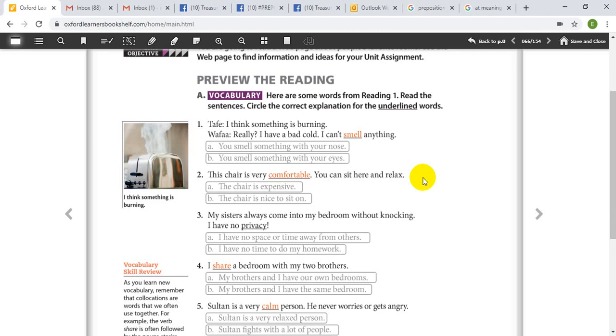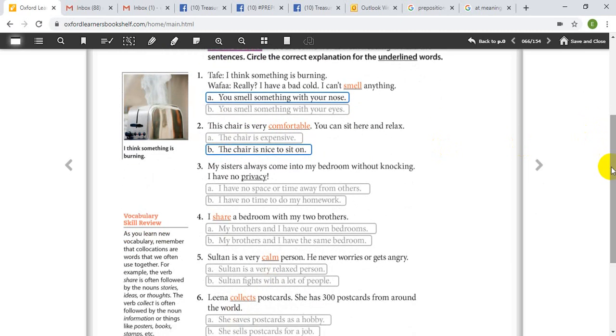All right, so now let's have a look. So number one, I have a bad cold. I can't smell anything. So the answer is A. This chair is very comfortable, so the chair is nice to sit on. I will review the meaning, as you all know, after I tell you the answers. I will review the meaning and its grammatical form with you after I'm done with the answers.